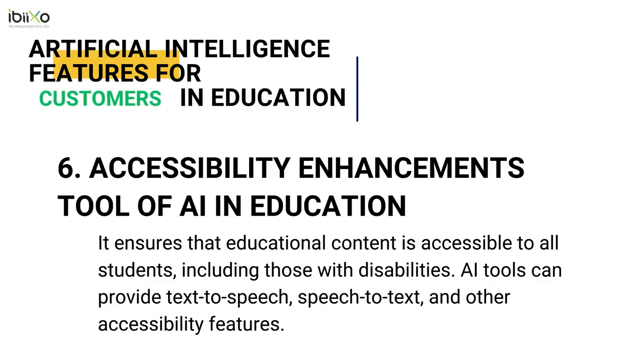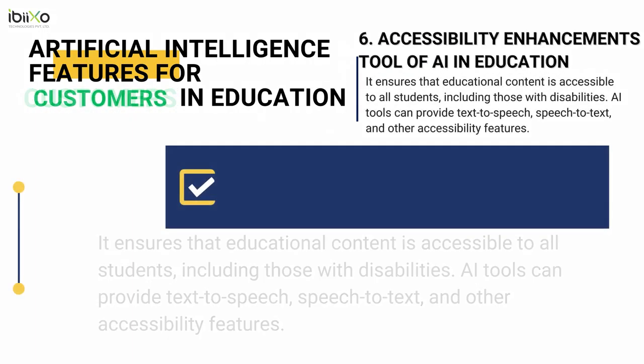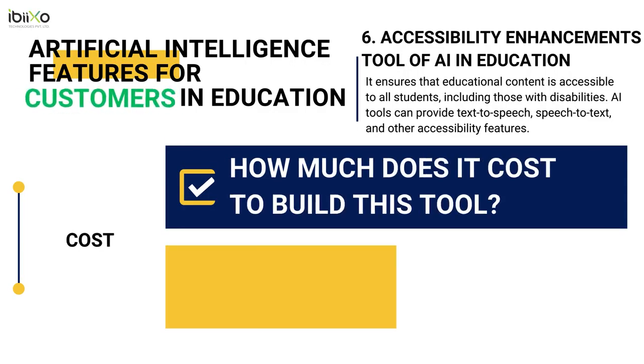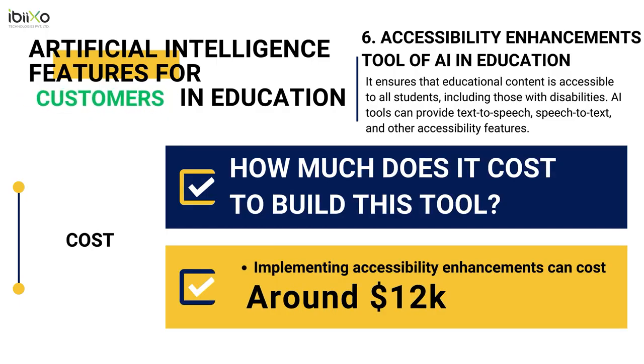The sixth one in the list is accessibility enhancement tools for AI education. Now, it ensures that educational content is accessible to all students, including those with disabilities. A basic version of this can be implemented for around $12,000.